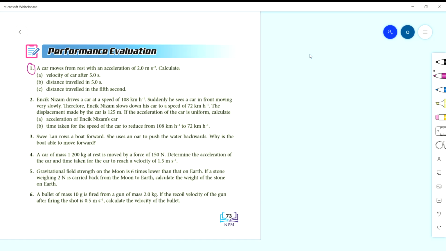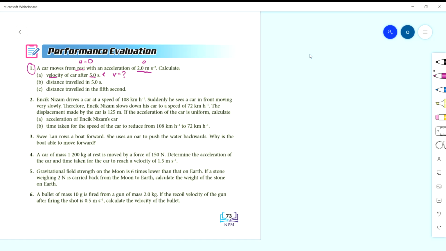Question number 1: a car moved from rest with an acceleration of 2 meters per second square. Calculate the velocity, distance travelled in the first second. First thing you have to highlight: a car moved from rest. Rest means stationary, tak bergerak, so your U equals 0. This thing you have to list down. Then acceleration, this is the A. The question is to calculate the velocity after 5 seconds, so this is the T. The question is asking about the V. So you have the A, the U and the T, and you're going to calculate the V.